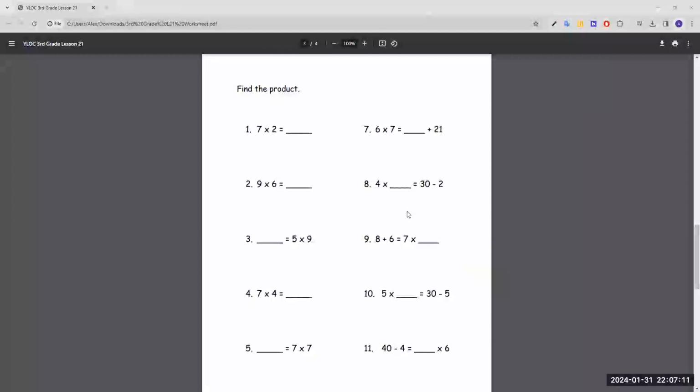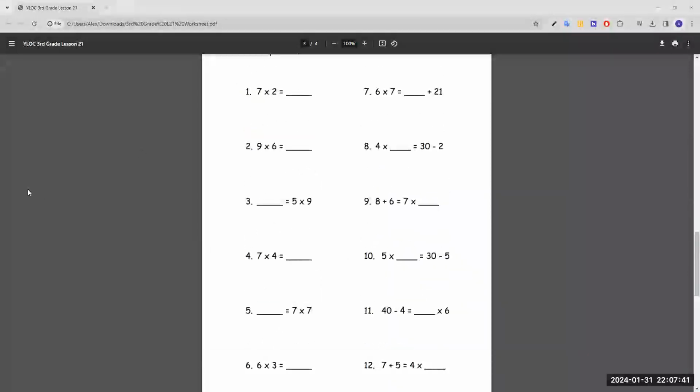Now moving on to finding the product. Double of 7 is just 14. 9 times 6 is 54. 9 times 5 is half of 90, which is 45. 7 times 4 is 28. 7 times 7 is 49. 6 times, wait, sorry. There's one more. 6 times 3 is 18.